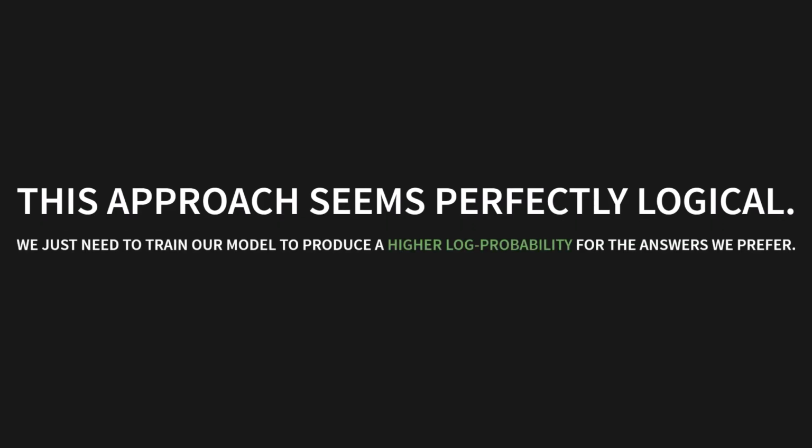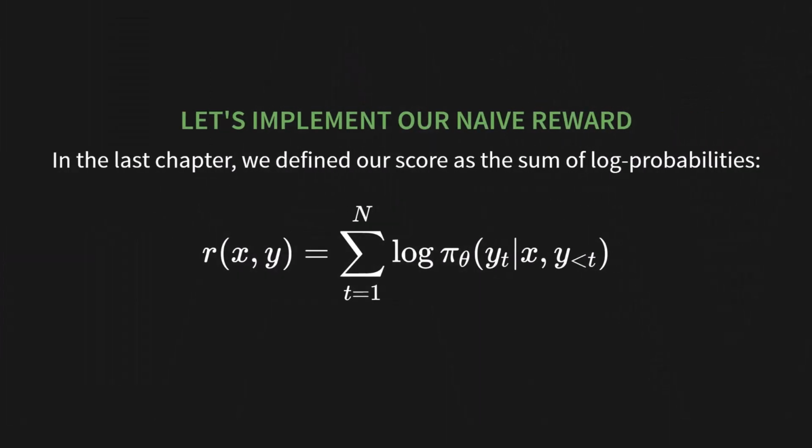This approach seems perfectly logical, right? I mean, it makes a ton of sense. We just need to train our model to produce a higher log probability, a less negative score, for the answers we actually prefer. It feels like we have all the pieces. It seems like we've solved it. Or have we?